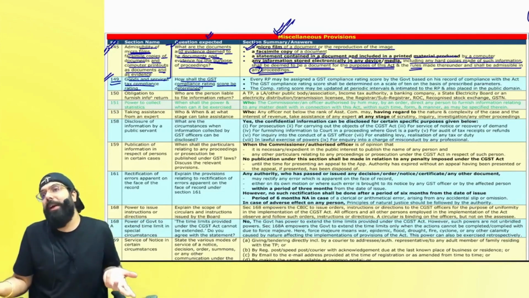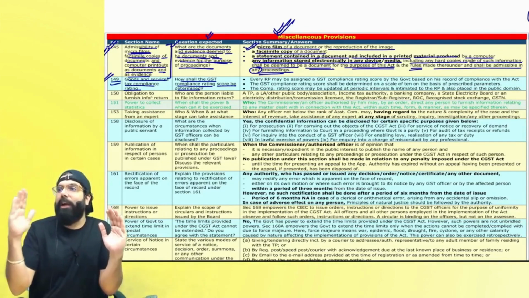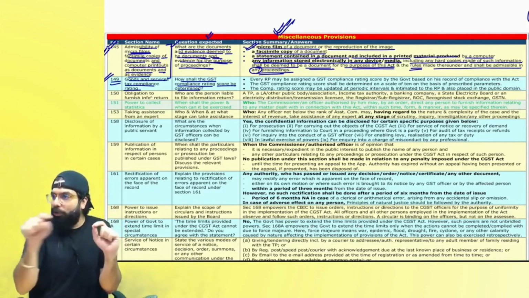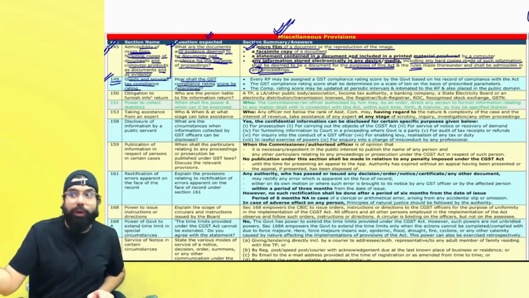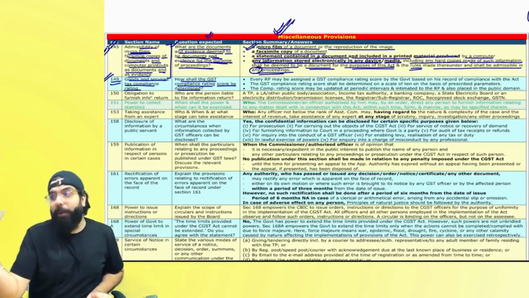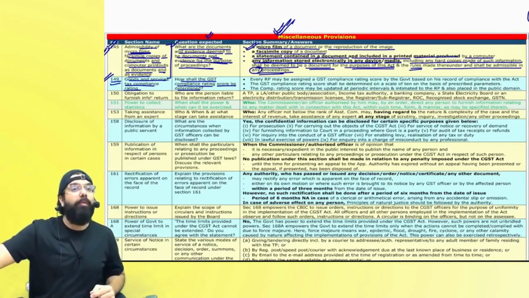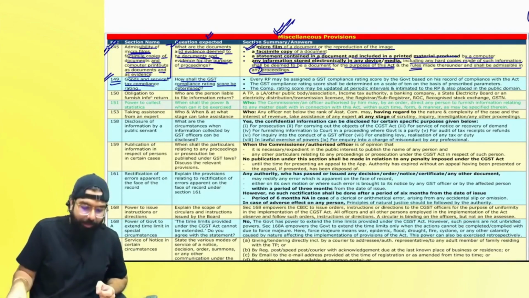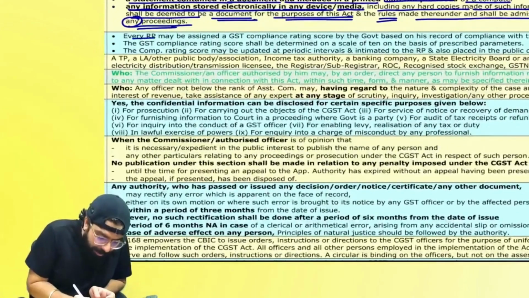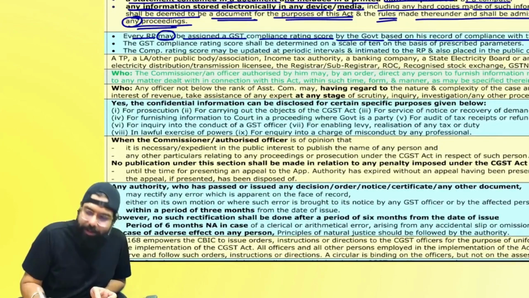So what is the GST compliance rating? Based on certain criteria, is he filing the return on time, is he making the payments on time, if you are satisfying all those criteria, you will be given a higher rating. Higher rating means a good profile person. From a good profile person, people would want to buy. So if I have to buy from her, I would first want to see her compliance rating. So this is the GST compliance rating. It says every person may be assigned a GST compliance rating score by the government based on the record of compliance under the act.